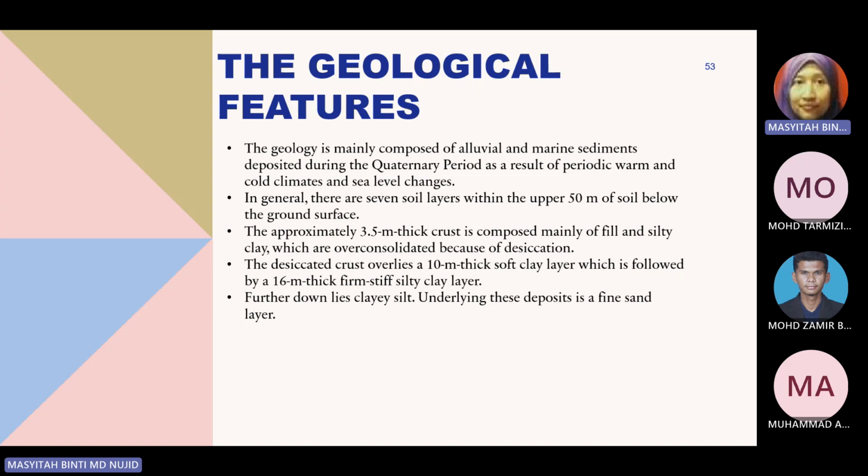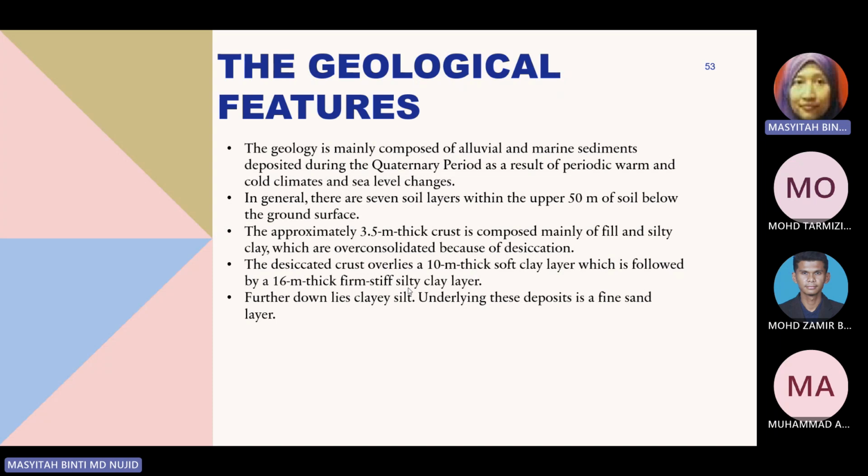the water table. So in general, there are 7 soil layers within the upper 50 meters of soil below the ground surface. The approximately 3.5 meter thick crust is composed mainly of fill and silty clay, which are over-consolidated because of desiccation. So the desiccated crust overlies a 10-meter thick soft clay layer, which is followed by a 16-meter deep firm stiff silty clay layer.